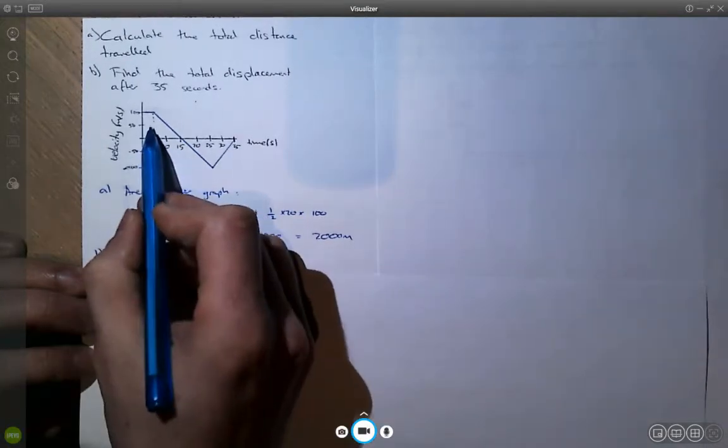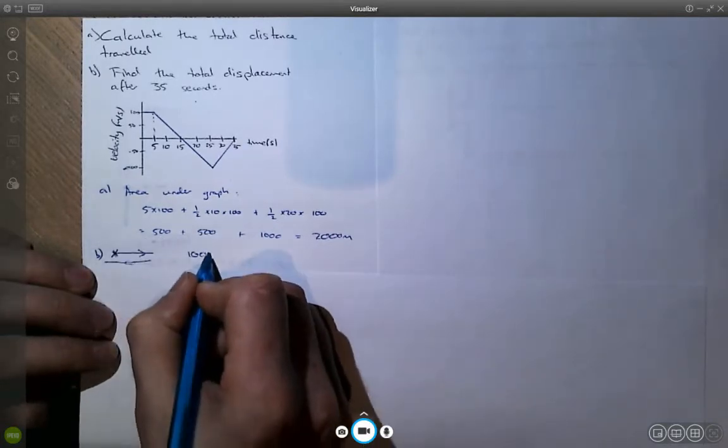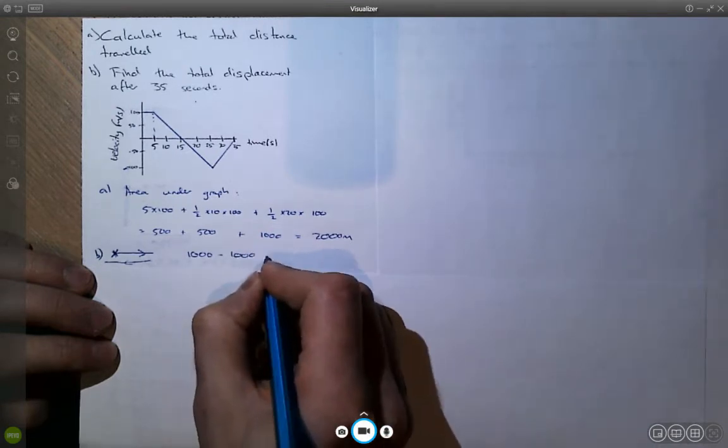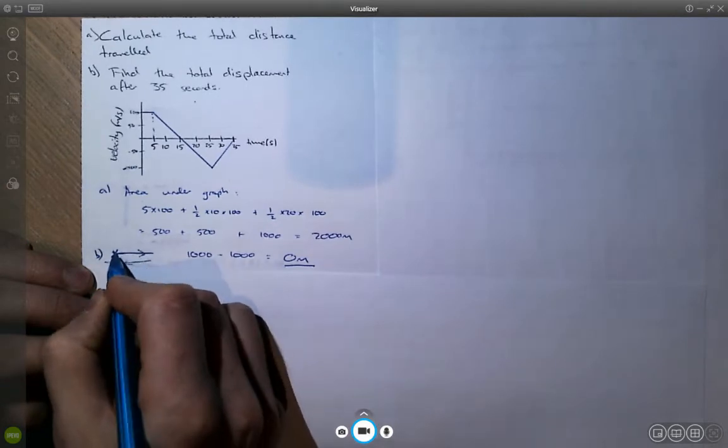So the area of the first part, what we just worked out, is 500 plus 500, which is 1,000. And then we need to subtract the area of the second part, which is 1,000. So that means our total displacement is 0 meters. So actually they ended up exactly where they started.